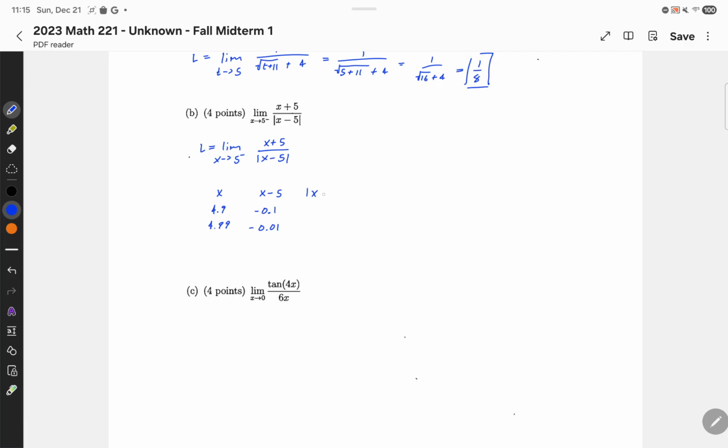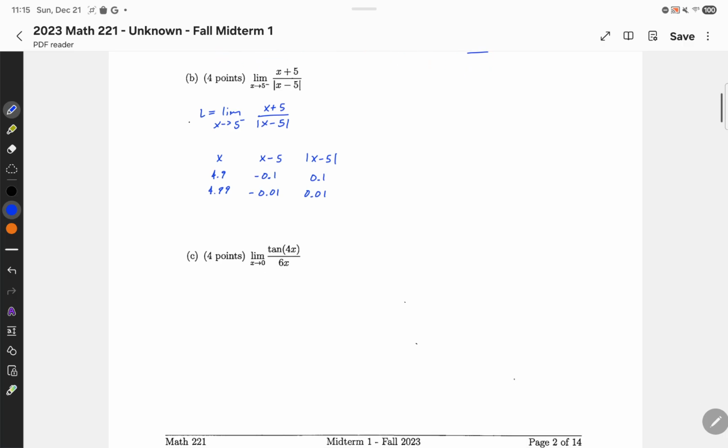Let's go ahead and look at the absolute value of these terms. This is going to be 0.1, this is going to be 0.01. Perfect. Alright, now let's look at the numerator just a bit. So x plus 5, well this is going to be 9.9, then 9.99. Now last, let's look at that full fraction. So we're going to have x plus 5 over the absolute value of x minus 5, just like that.